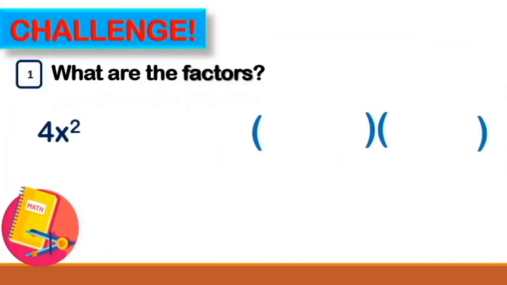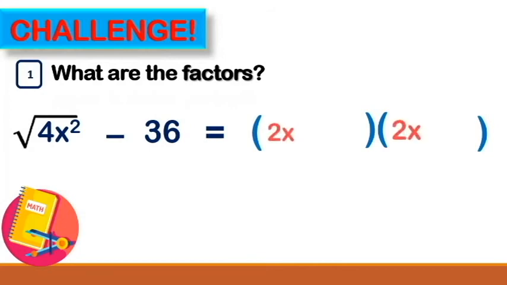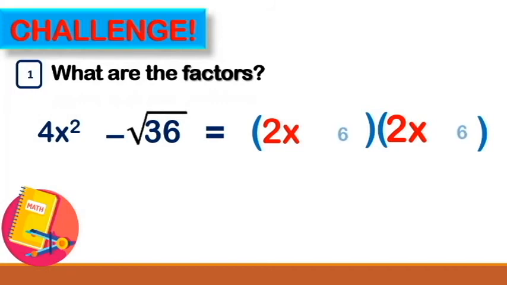And now it's your turn. Let's see how well you learned. So, what are the factors of 4x squared minus 36? The final answer is the quantity 2x plus 6 times the quantity 2x minus 6. And you are correct.